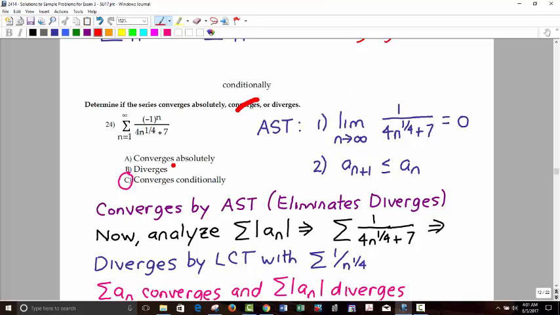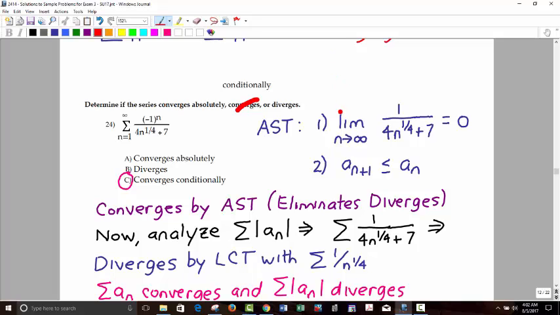We're finished. But if we get converges by AST, that eliminates diverge as the answer, but it does leave us with the possibility of getting conditionally or absolute converge. So we have to go one more step. Let's see what I've done here.